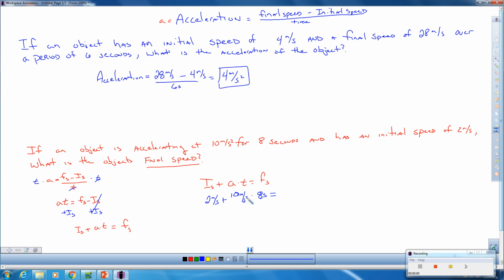Okay, so these multiply out, so we're going to get 2 meters per second plus 80 meters per second. Well, the second squared here, so it's just 80 meters per second, right? Seconds, and then we have second squared, those are going to cancel. So we end up with a result of 82 meters per second. Okay, so that's our final speed.